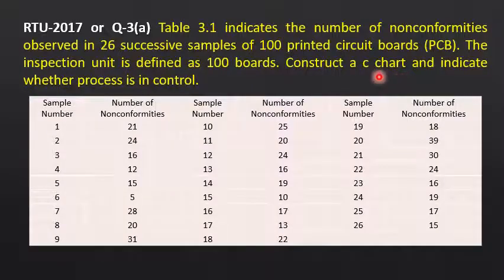So the given question is like this: Table 3.1 indicates the number of non-conformities observed in 26 successive samples of 100 printed circuit boards, that is PCB. The inspection unit is defined as 100 boards. Construct a C chart and indicate whether the process is in control. So the given table is this, and here a total of 26 samples are given.